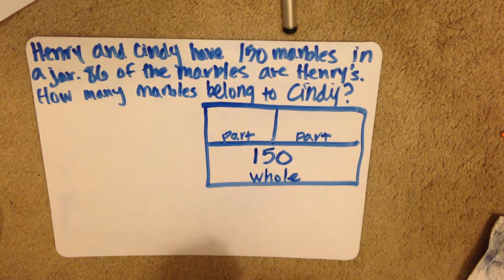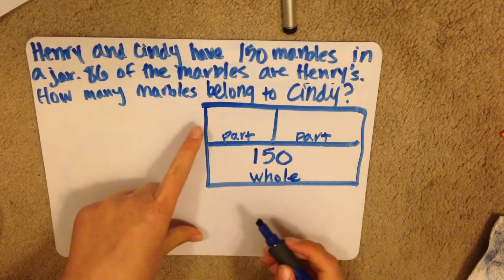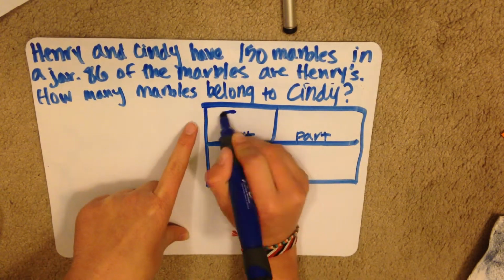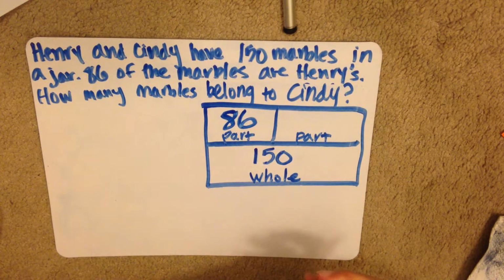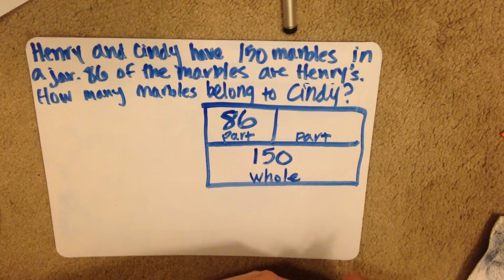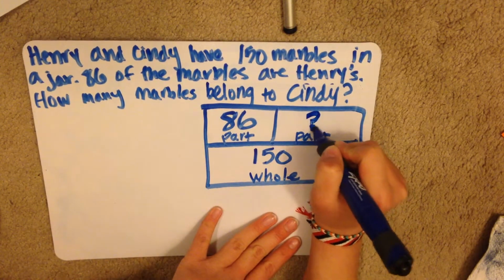So let's look at our problem again. It says 86 of the marbles are Henry's. This must mean that I need to make a group of Henry's 86 marbles. So the first part can be Henry's. We know he has 86 in all. So, to find how many marbles are Cindy's, we need to look at how many marbles are left. Because we do not know how many marbles are Cindy's, I'm going to put a question mark. This is what we want to know.